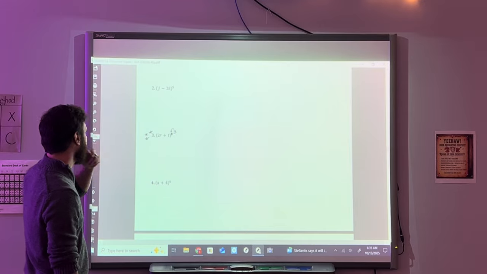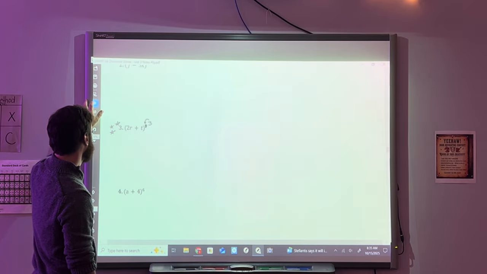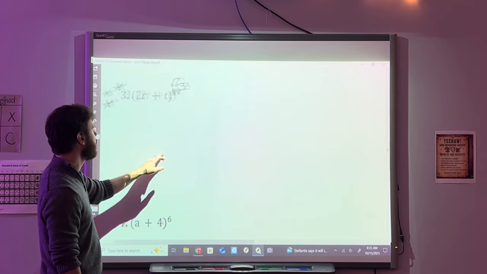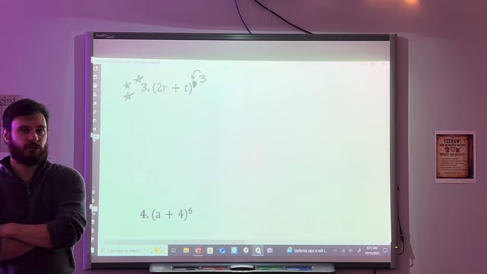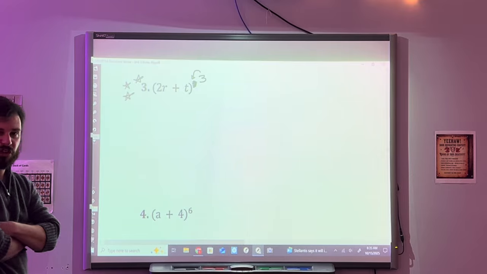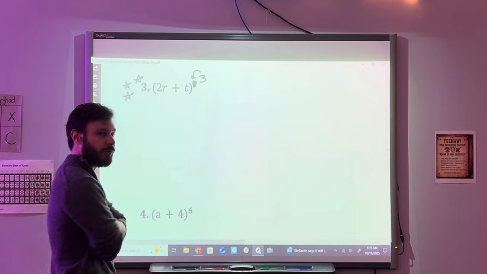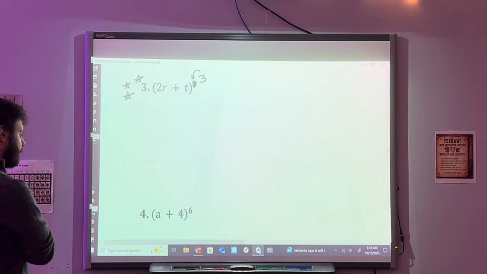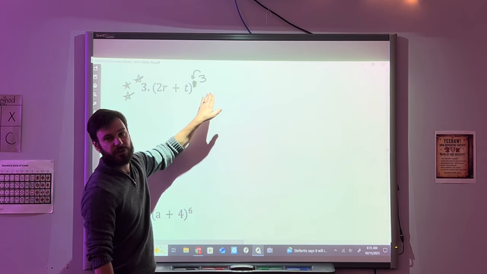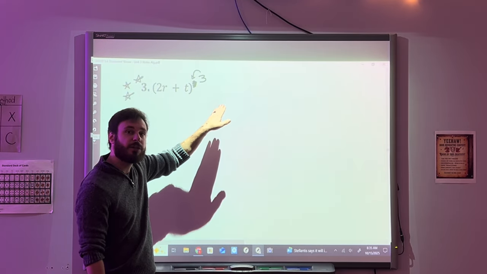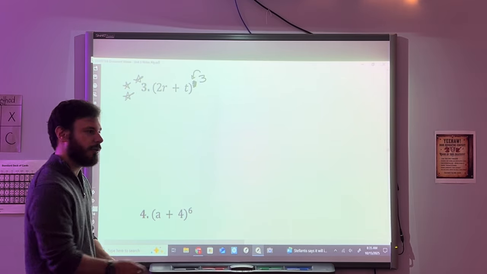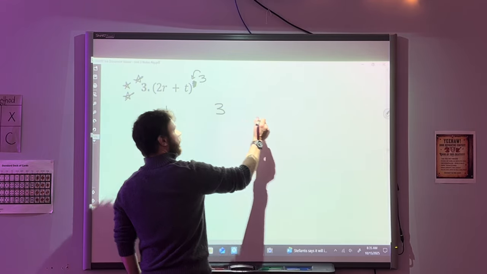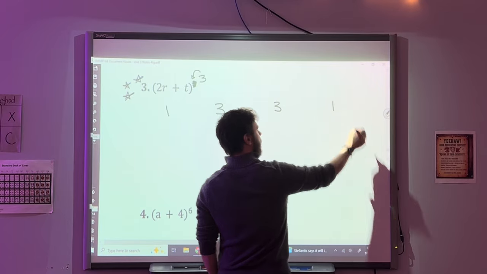All right, let's go down and look at number 3. I changed number 3. So number 3 will look like this for me: 2r plus t, cubed. All right, so we need to make that change to be cubed because it's going to be different, obviously. So what we do here is we say, okay, it's cubed. The exponent is 3. I'm going to find the third row of Pascal's triangle, and in the third row I have 1, 3, 3, and 1.